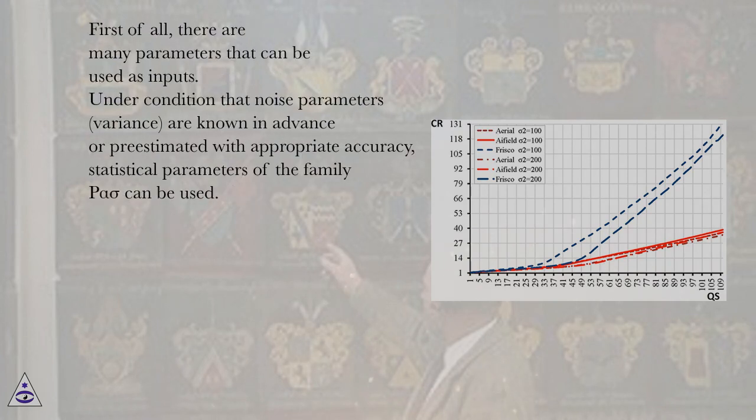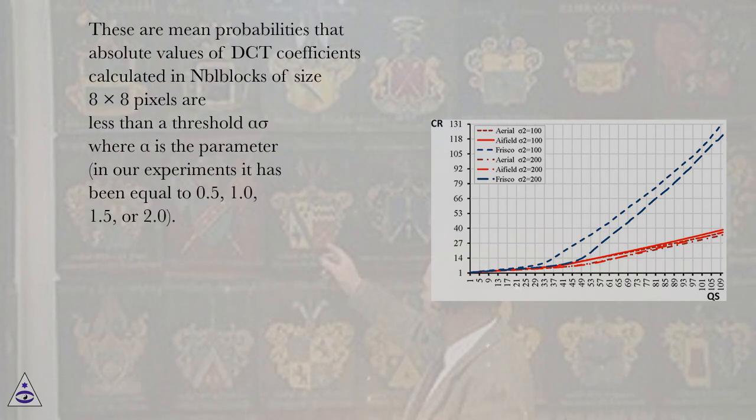First of all, there are many parameters that can be used as inputs. Under the condition that noise parameters, variance, are known in advance or pre-estimated with appropriate accuracy, statistical parameters of the family P alpha sigma can be used. These are mean probabilities that absolute values of DCT coefficients calculated in blocks of size 8 times 8 pixels are less than a threshold alpha sigma where alpha is the parameter. In our experiments it has been equal to 0.5, 1.0, 1.5, or 2.0.